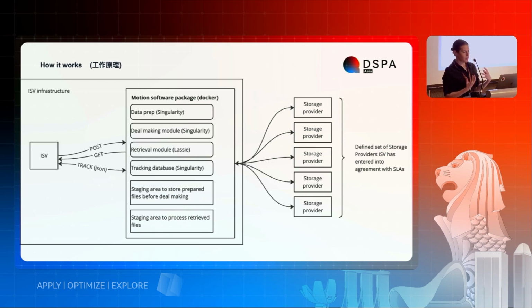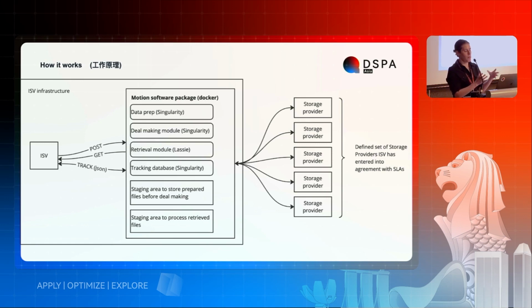So how does it work? The independent software vendor, the ISV, is running the Motion engine, the Motion software package, in a Docker, and inside that, when you hit this API with a post, it is using under the hood some other tools that we have built. Data prep is being done by Singularity. There's a deal-making module handled by Singularity. The retrieval module will be using Lassie. There's a tracking database that uses Singularity. There's a staging area to store the data before the deal happens and the data is offloaded, and a staging area to process and retrieve data.